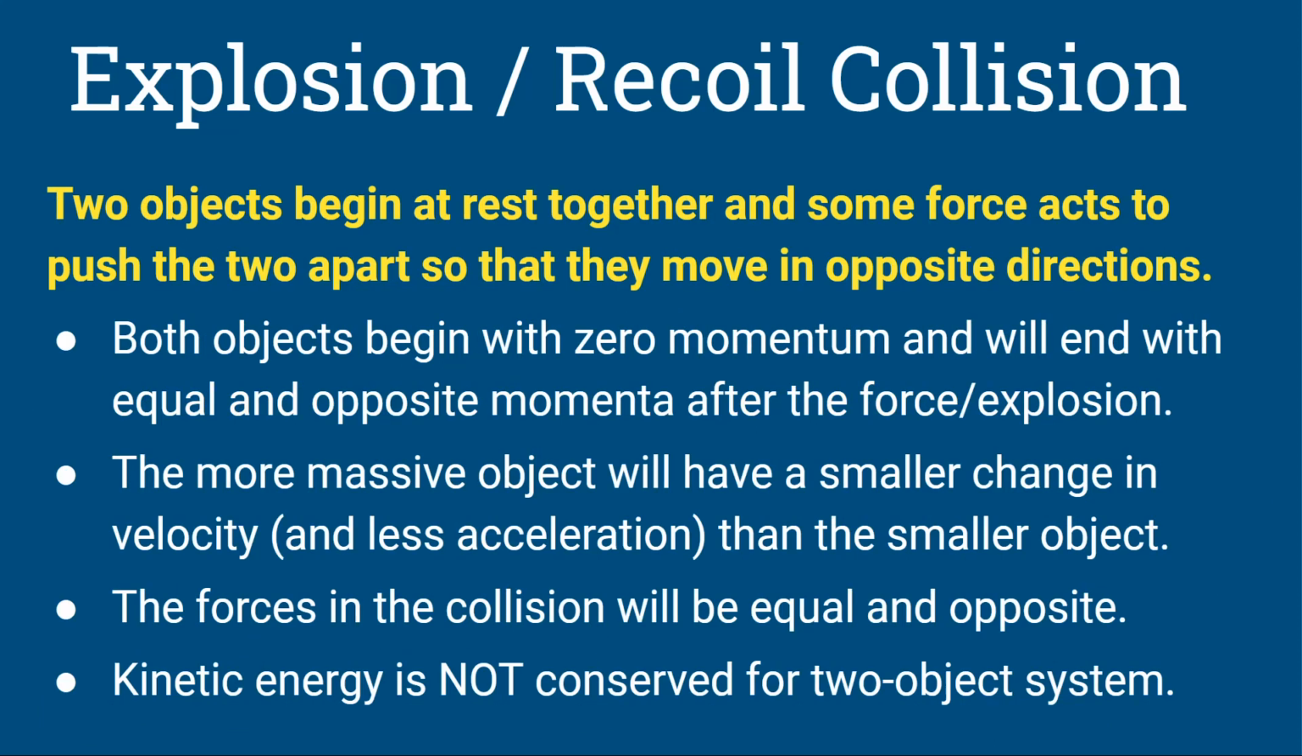All right, so here's our summary for our recoil. Again, both objects begin with 0 momentum because they're both at rest before the cannonball is fired. Okay, and we'll end with equal and opposite momenta after the force or explosion. So like that example, 20, negative 20, the total is still 0. Okay, the more massive object has a smaller change in velocity and thus acceleration than the smaller object. We've already talked about that. Forces are equal and opposite. We've already talked about that. Kinetic energy is not conserved in any of our recoil collisions or in any of our stick-together collisions. Okay, you will not see conservation of kinetic energy.